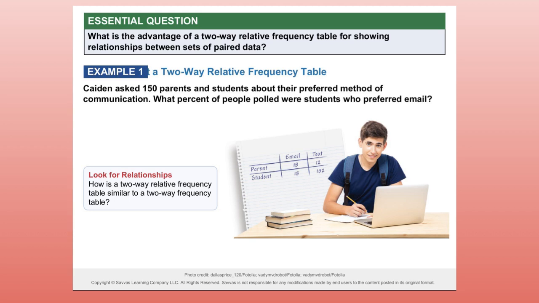It says Caden asked 150 parents and students about their preferred method of communication. What percent of people polled were students who preferred email? So you're going to notice that we have Caden's data right here. We have 18 parents prefer email while 12 parents prefer text. 18 students prefer email while 102 prefer text. And we know that he asked a total of 150 people.